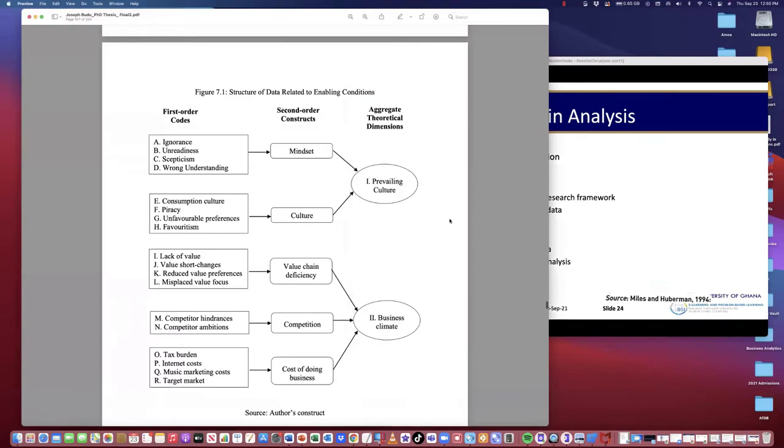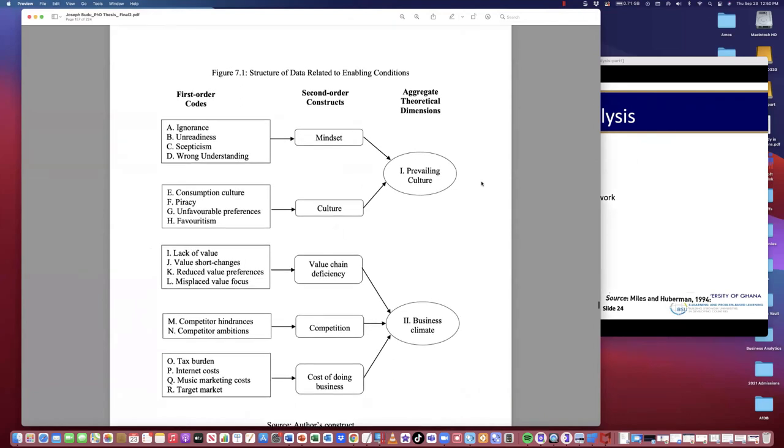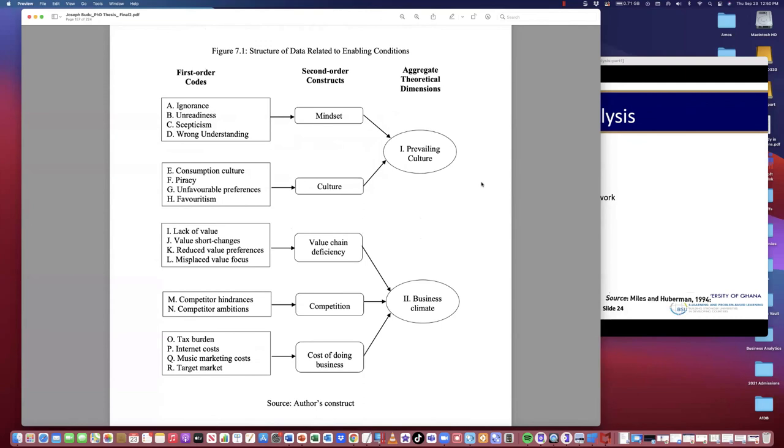Is it about the thesis? Yes, please, Prof, let me take you back a little. When we look at the second order constructs, we have mindset, culture, value chain deficiency, competition, and cost of doing business. So, Prof, are these the codes that were gotten from the data that was collected?